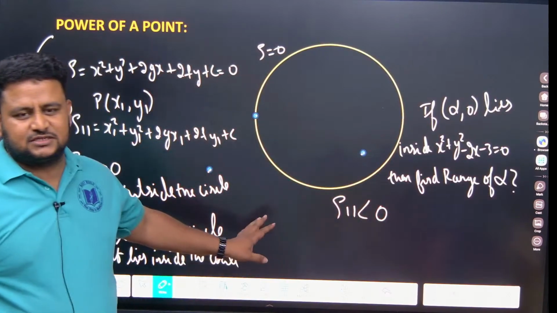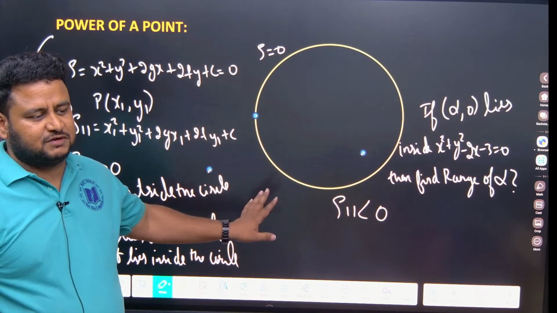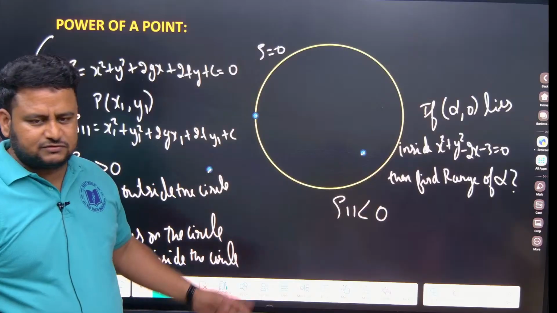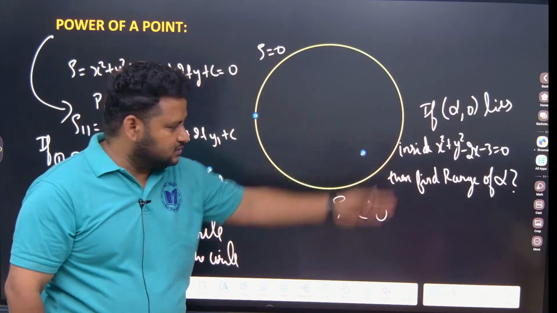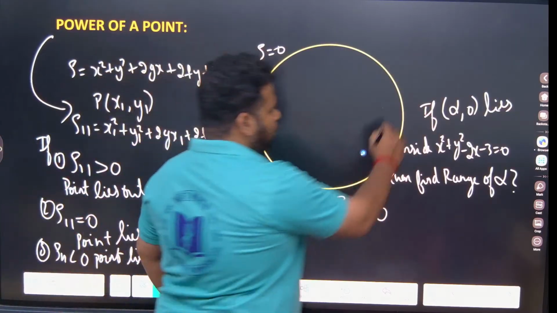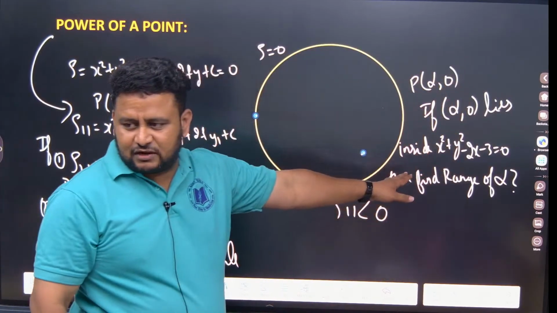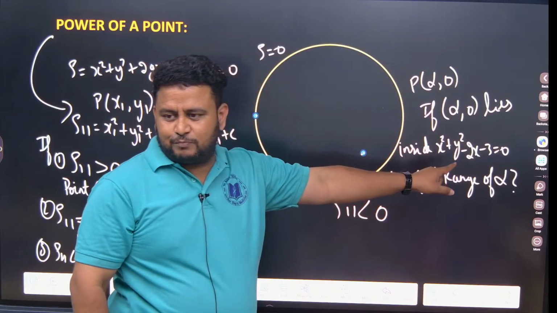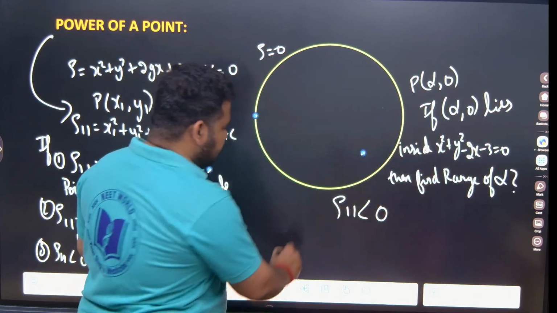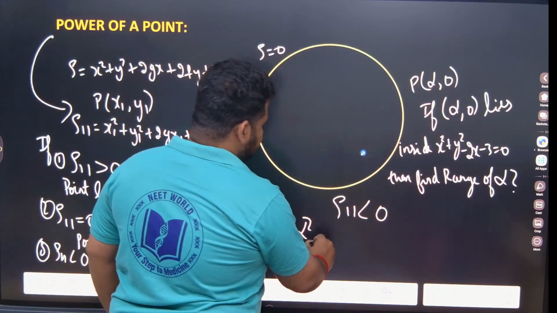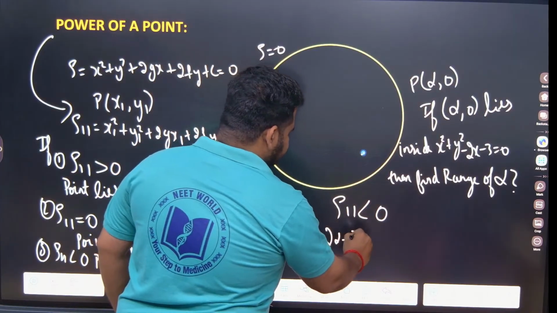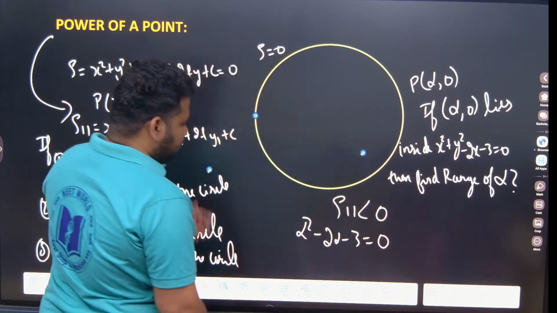Power of a point means S11 is less than 0. If you put the point in this circle, what is the point that they have given? The point is (alpha, 0). So put x value as alpha and y value as 0. This becomes alpha square minus 2 alpha minus 3 is less than 0. Now if you solve this, what will you get?